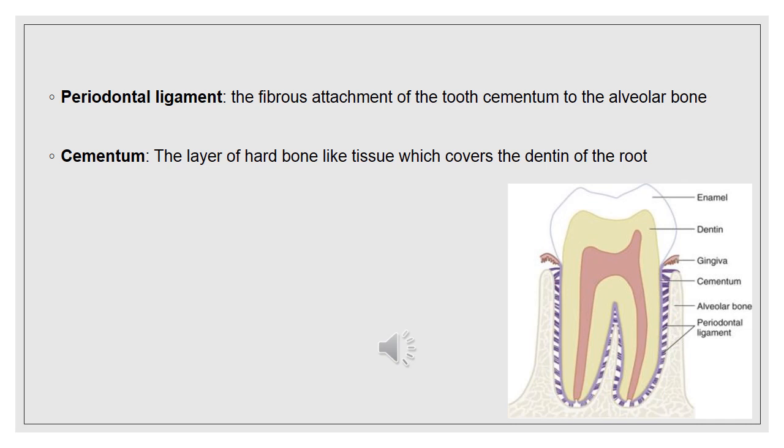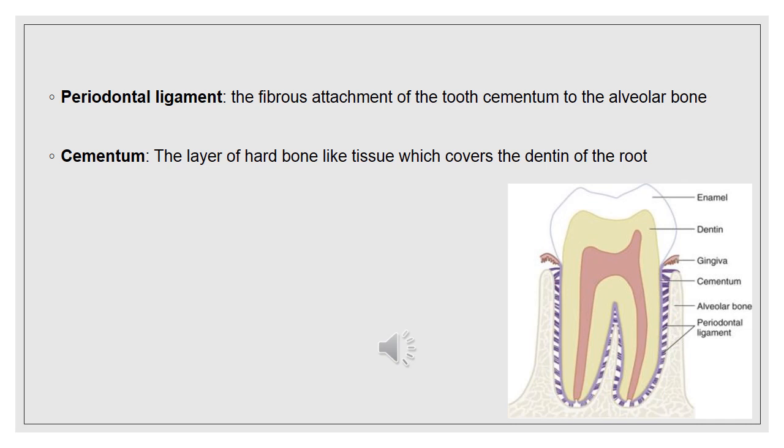Tooth structures also include periodontal ligament, cementum, gingiva, and cervical line. What is periodontal ligament? It is a fibrous attachment of tooth cementum to the bone. These are different types of fibers which connect the tooth to the bone. They also help to absorb masticatory forces.